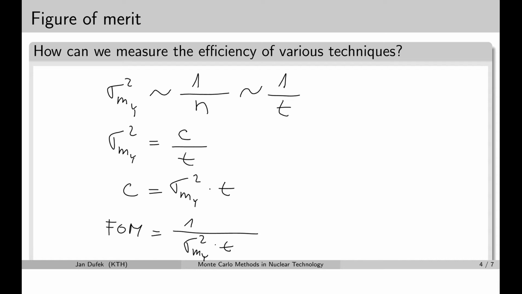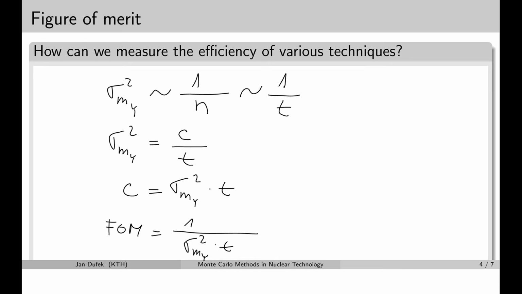So the value of the figure of merit is a characteristic of the Monte Carlo simulation. It gives you the information to calculate the variance of the mean value of the result at a specific time. If you know the figure of merit, you can calculate, for instance, how much time you need to spend on the Monte Carlo simulation in order to achieve a specific variance or the standard deviation in the mean value.